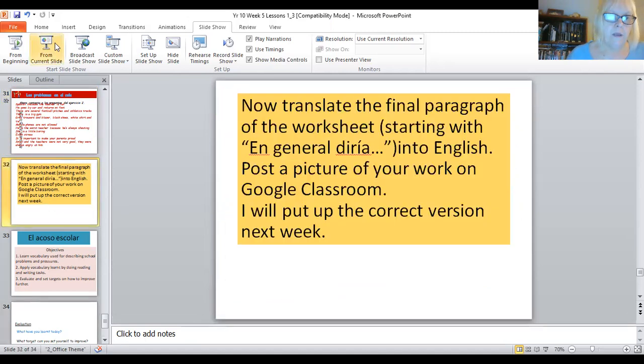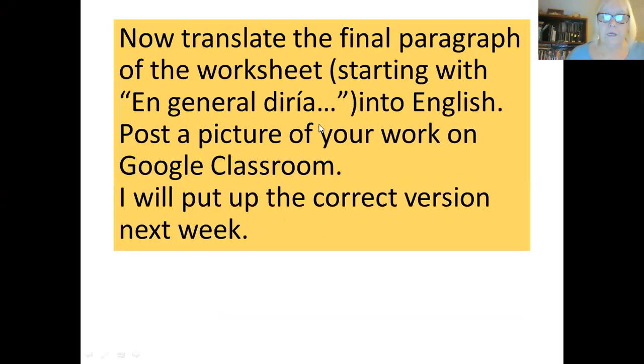Okay, so as the last sort of exercise using that worksheet, I would like you please to translate the final paragraph of the worksheet, the one that starts with en general diría, put that into English please, and post a picture of your work on Google Classroom. I'm going to put the correct version up next week. I'm not going to do it now.